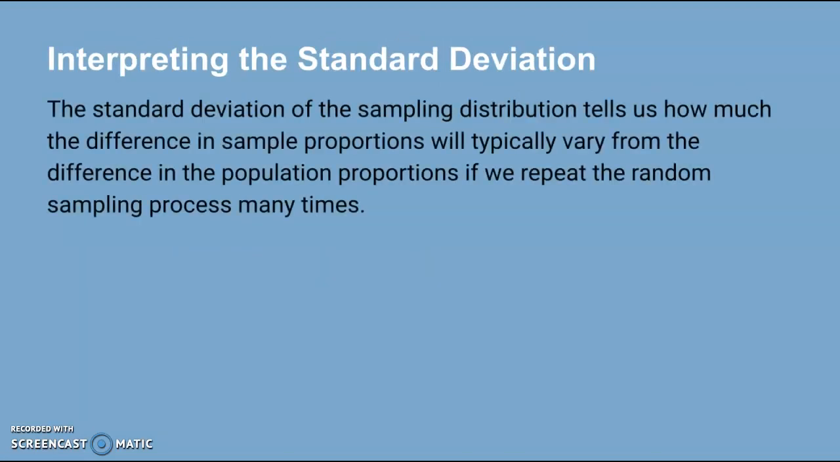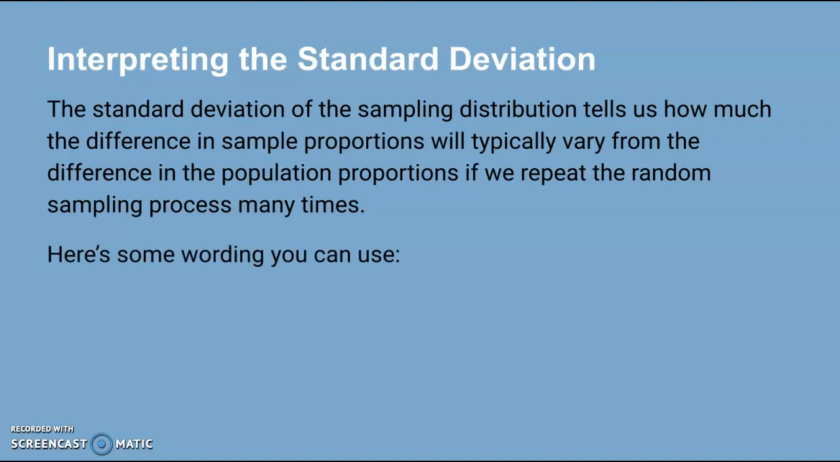The standard deviation of the sampling distribution tells us how much the difference in sample proportions will typically vary from the difference in the population proportions if we repeated the random sampling process over and over again.